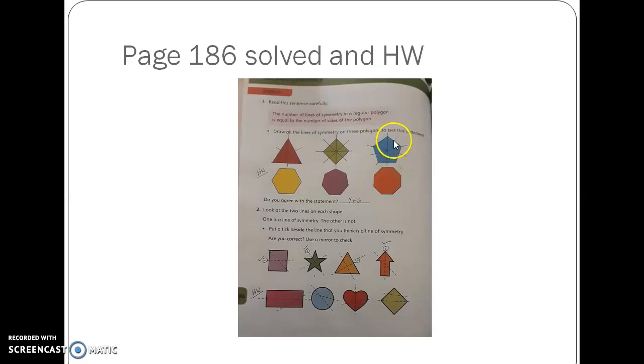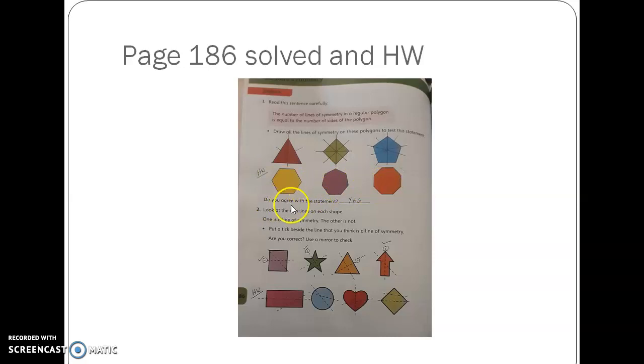The next one, this is a pentagon. Can you see? 1, 2, 3, 4, and 5. If it's a pentagon, you can see the lines are all passing through the center, and it will be dividing the polygon into 5. There are 5 lines of symmetry. So similarly here, this is simple. These 3 are for your homework.